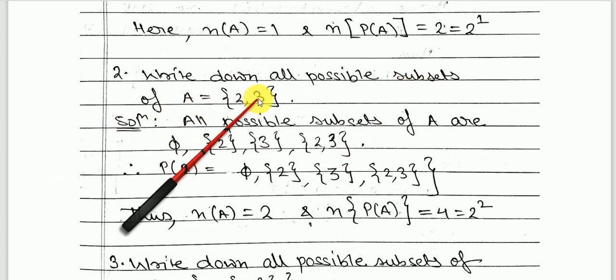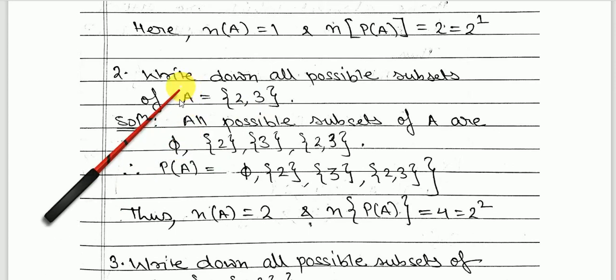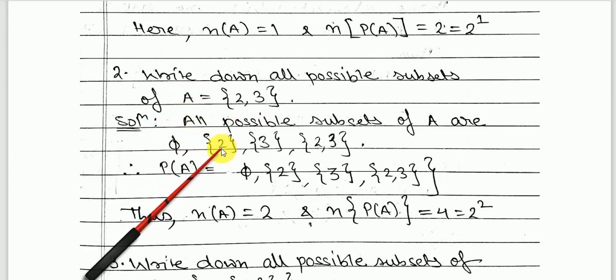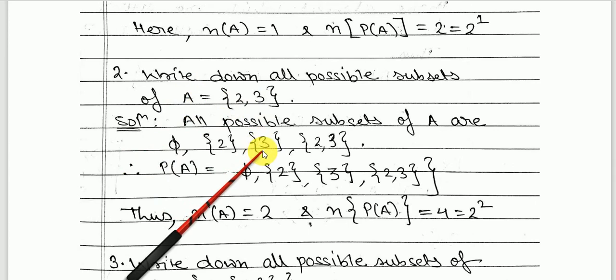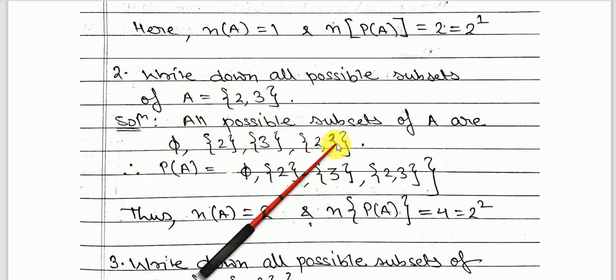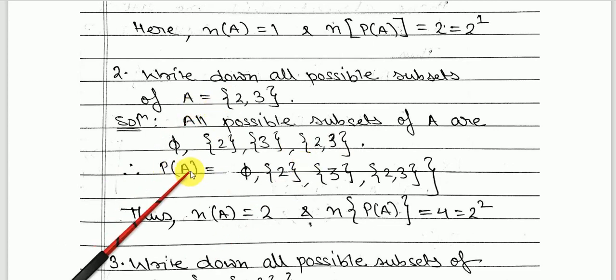This has two elements, 2 comma 3. So firstly, phi, the empty set, is a subset of A. Next, I can have this as a subset of A. This singleton set 3 is a subset of A, and this 2 comma 3 is a subset of A. Okay, so here the power set contains these elements.